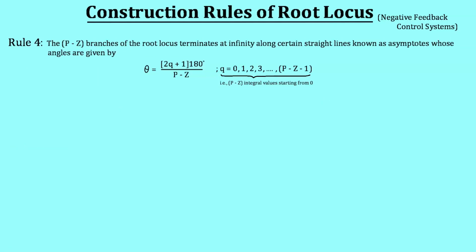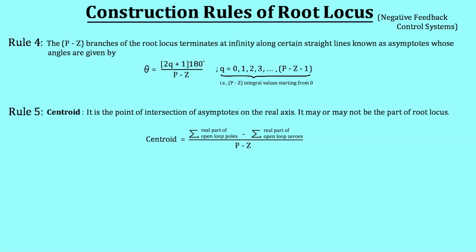The fourth rule is that the branches of the root locus which terminate at infinity move along certain straight lines which are known as asymptotes, whose angles are given by the formula (2q plus 1) multiplied by 180 degrees divided by the number of open loop poles minus the number of open loop zeros. Rule number 5 talks about the centroid. Centroid is the point of intersection of asymptotes on the real axis. It may or may not be part of the root locus.